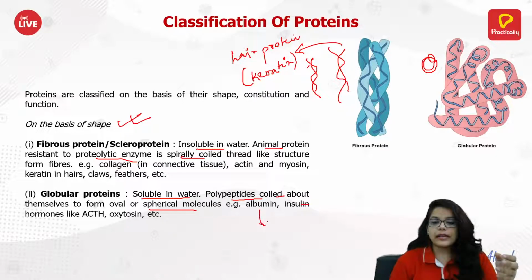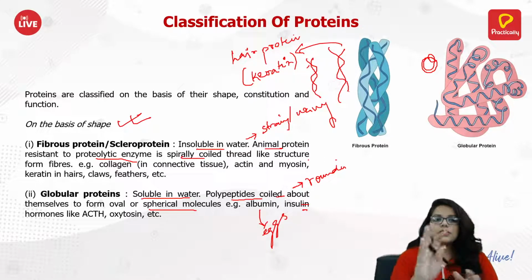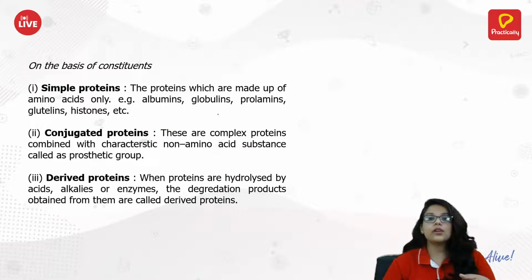Albumin is present in eggs. Okay, insulin, hormones like ACTH, oxytocin, etc. So it is roundish. This is more of a straight wavy kind. Okay, straight wavy kind, and this is more of a roundish kind of protein. This is on the basis of shape of the protein. Now further on the basis of constituents.